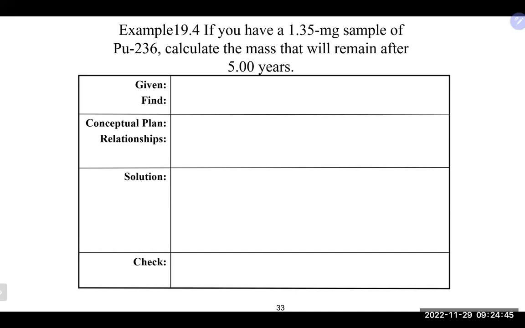So let's try one here. If you have a 1.35 milligram sample of plutonium-236, calculate the mass in milligrams that will remain after 5 years. The half-life of plutonium we'll go with is 2.86 years. All right, so take a few minutes here and see what you come up with.